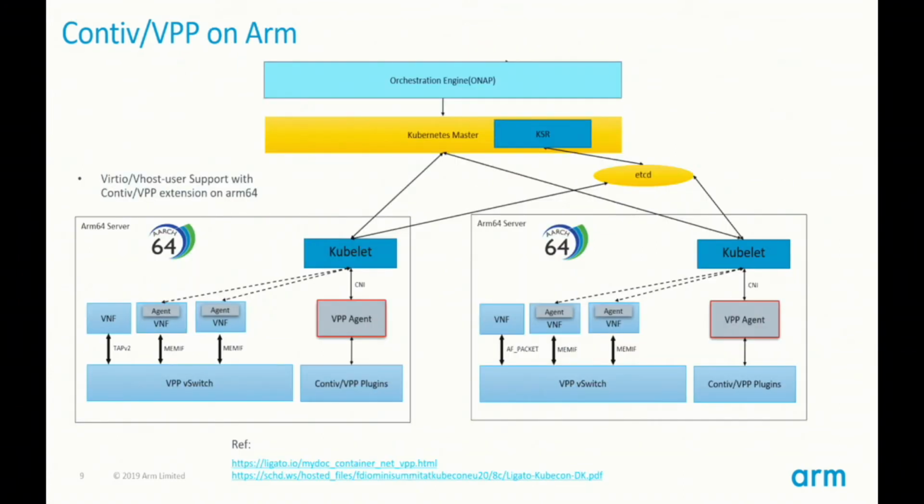This graph gives a typical deployment on the ARM server. We have Kubernetes to get the configuration and communicate with the Contiv CNI, and the VPP agent is used to get the configuration and apply it to the VPP plugins. On the data plane, the VPP vSwitch does the actual packet switching between the containers.